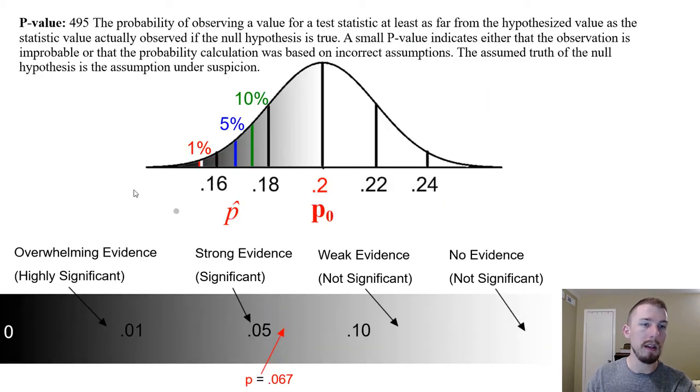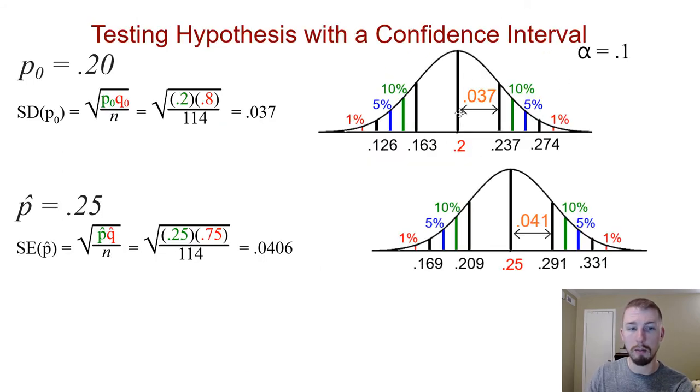All right, so remember the p-value is a conditional probability based on the sampling distribution model and the assumption that the null hypothesis is true. That's essentially what we're doing on the top part here.